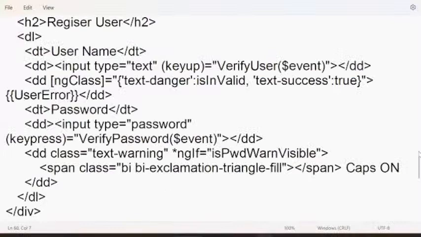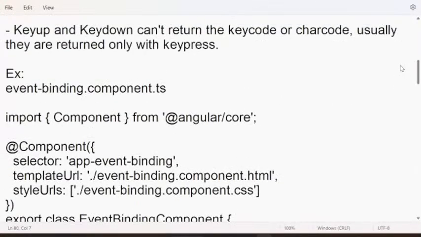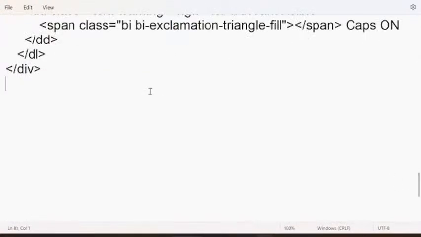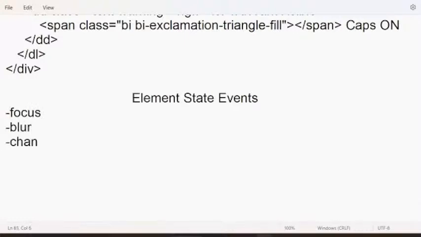Okay, this is related to keyboard events. So we have mouse events, another one we are having keyboard events. Another, generally we have element state events. Element state events, like we have focus, blur, change, and select start. These come under element state related events: focus, blur, change, select start.